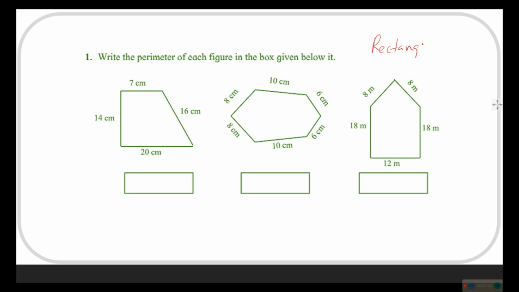The peculiarity is that these figures are not rectangles. All four sides are given. Understood? So whenever the figure is not a regular figure, they will give you the length of the sides and you have to add them. So simply you will add the sides and solve the sum.